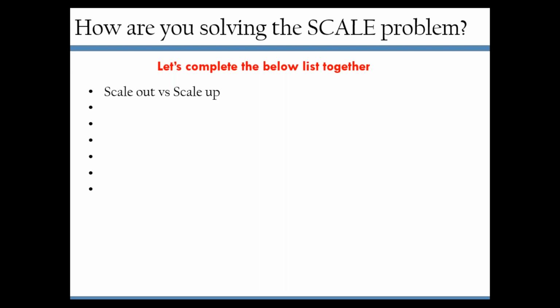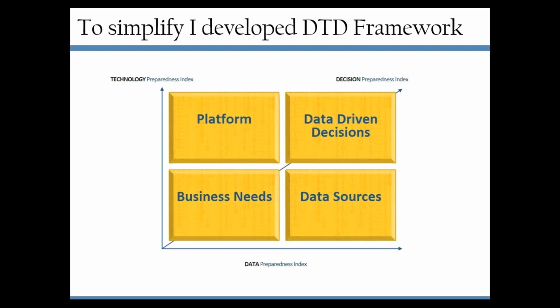Let me show you how I like to solve this problem. And for that, I've developed my own framework, the DTD framework, which I use in consulting situations. And this has three axes. It would be better if I had a 3D view of that, but for now, let's look at this. So you have a data preparedness index. If you see the x-axis, that's the data preparedness index, the y-axis is a technology preparedness index. And then the third axis, the z-axis, is a decision preparedness index.